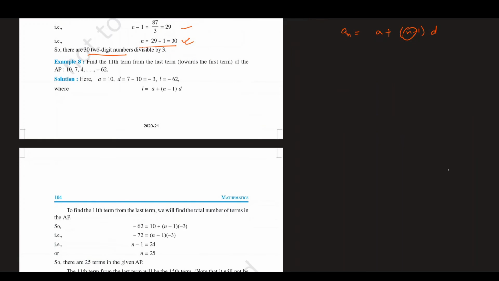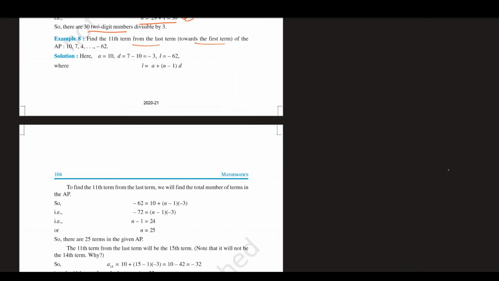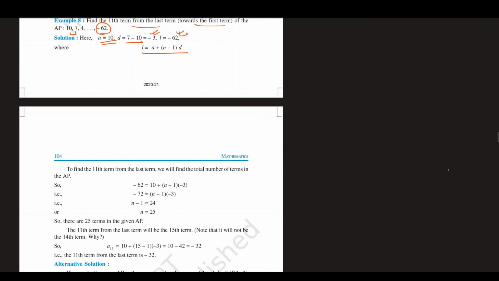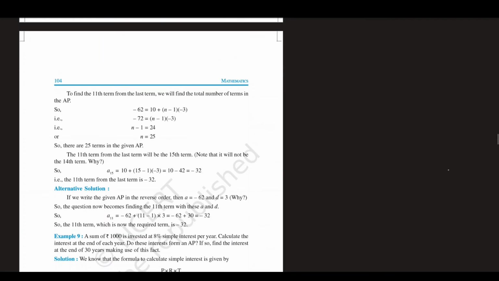Then the question is the 11th term from the last, towards the first term of an AP. Okay, 11th term from the end, so it is a different question. In this, a is 10, d is 7 minus 10, which is minus 3, and L is the last term, which is minus 62. We calculate n by this formula, which comes out to be 25 terms, and we have to find the 11th term from the last term.